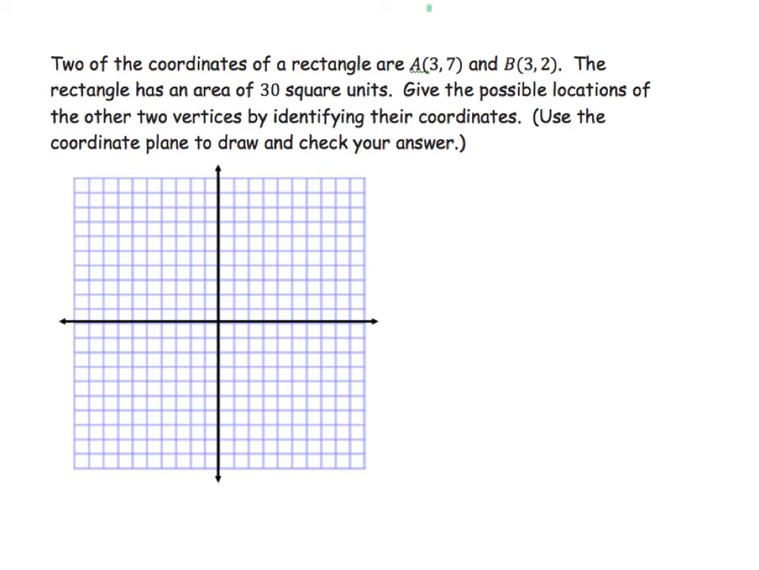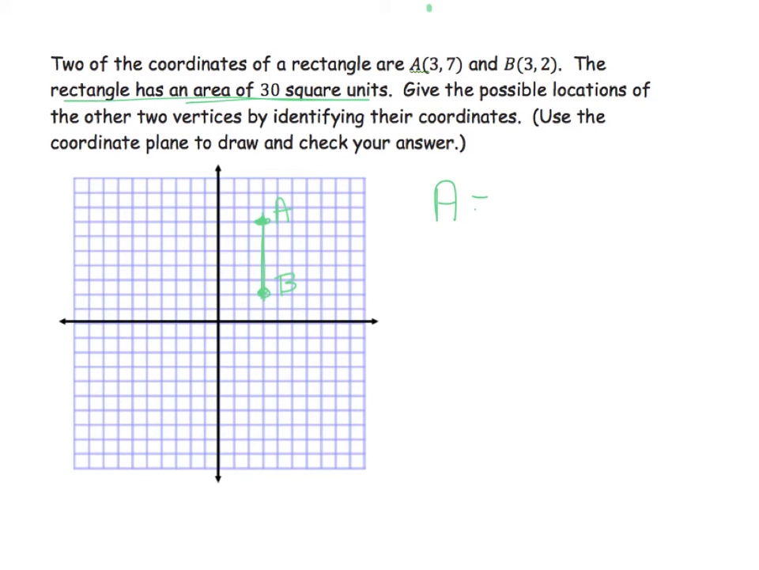All right, this type of problem is a little different. Now we are given two of the vertices and the area, and we have to work backwards to find the locations of the other two vertices. So please pause and plot these points. Okay, so I plotted the points, and I know that it's a rectangle with the area of 30.